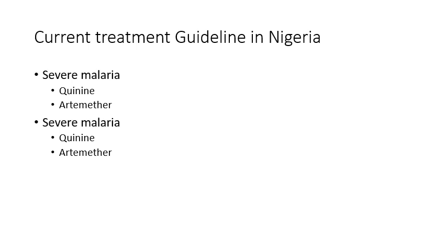I'm sorry I left it out here. Artesunate, IV artesunate is the gold standard first line. Second line, we can use IM artemether, then IV quinine.